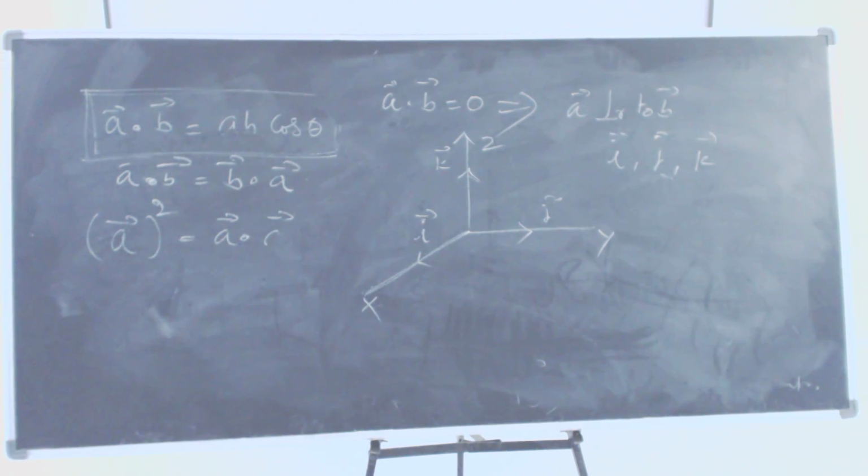X-axis, y-axis, z-axis. What is the nature? They are mutually perpendicular. You see that corner of the room. This one is x-axis. This is y-axis. The vertical line is z-axis. These three are mutually perpendicular to each other.